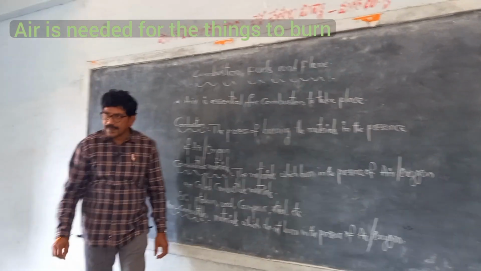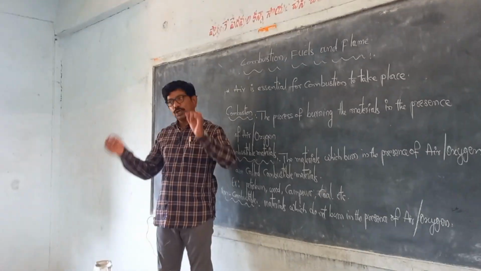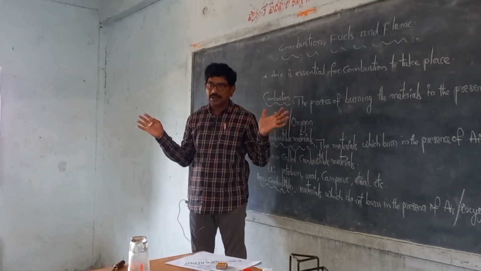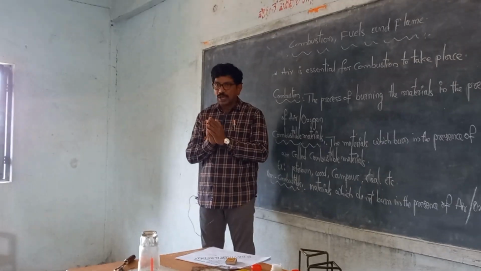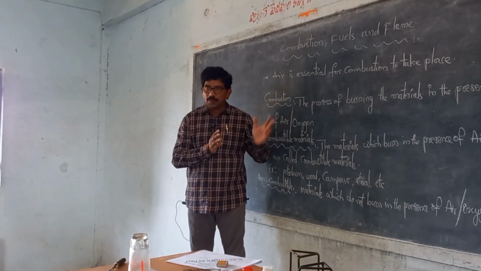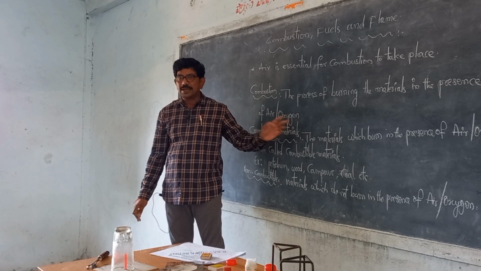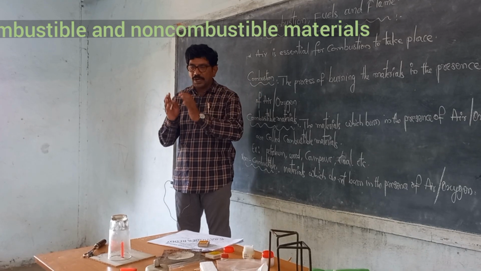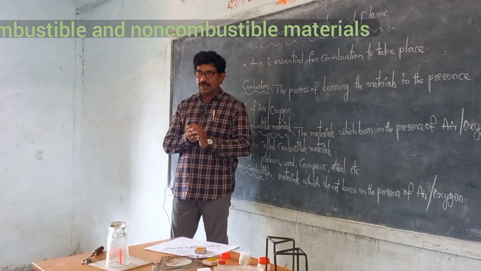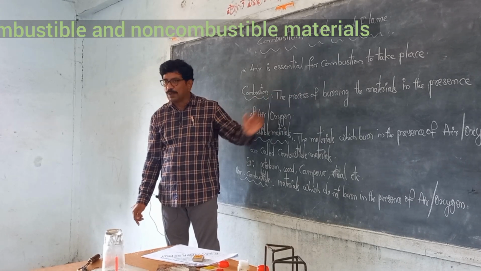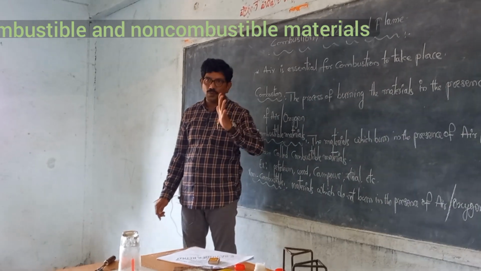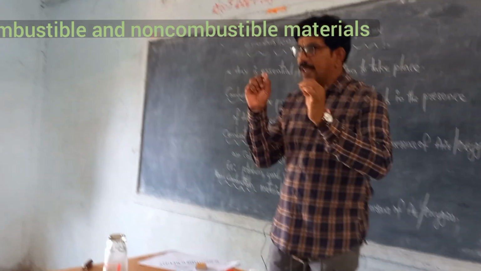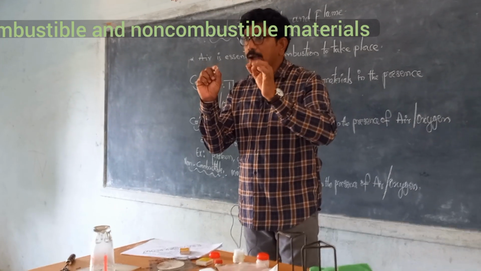Okay? Air is needed. Though air is available, all the materials do not burn. The materials which burn are known as combustible materials, and those which do not burn are known as non-combustible materials. Are you clear about that one? So I told you what combustible and non-combustible materials are. For the combustion process to take place, what do we need? We need air. Now what does air consist of? Which component of the air supports the combustion process?